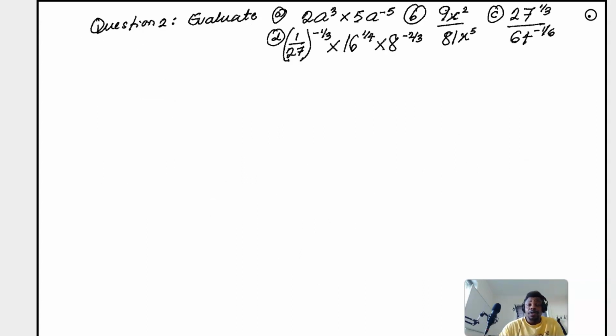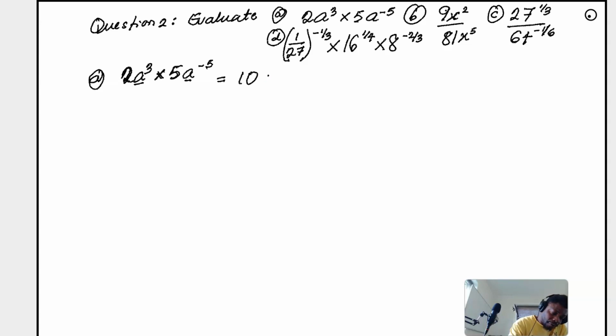Now let's take question 2. The first one is 2a raised to 3 times 5a raised to 5. Here we know that a is the base. So if a is the base, we concentrate on a. So this is 2 times 5. 2 times 5 is 10, right?